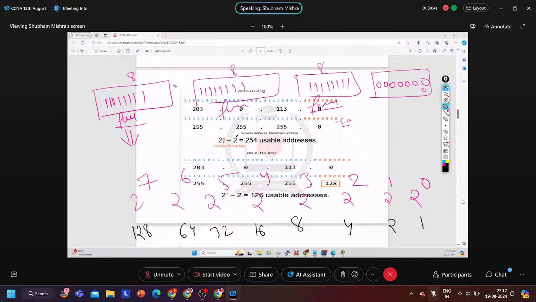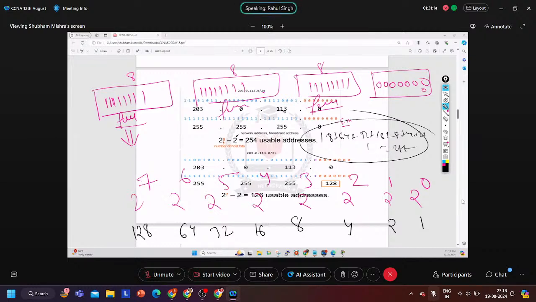See here, this octet is completely full. It means all the bits are full. So if you calculate the value of all of them, what will you get? 128 plus 64 plus 32 plus 16 plus 8 plus 4 plus 2 plus 1. I think you will get 255. Yes or no? Everyone, tell me. Do you understand or not?